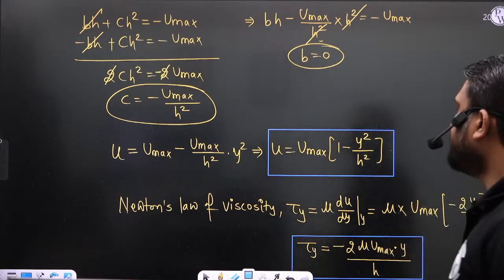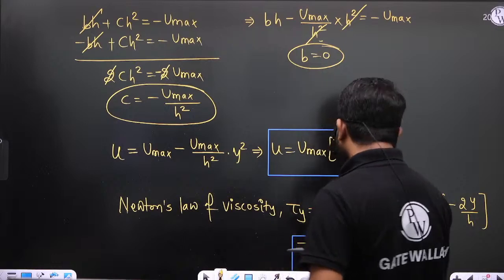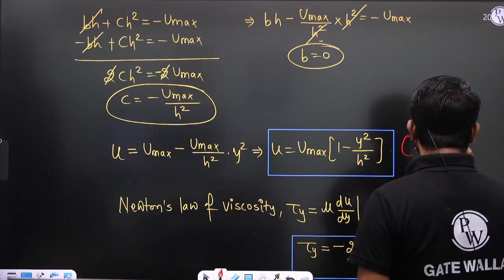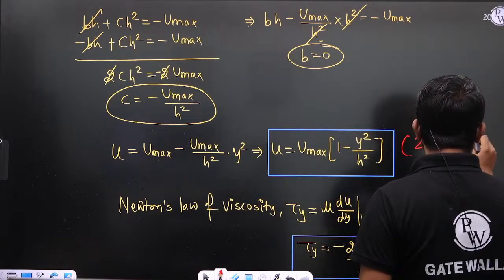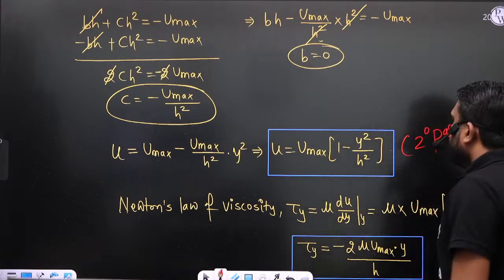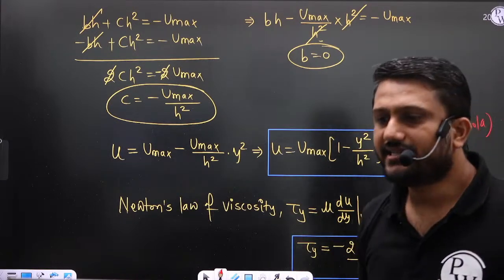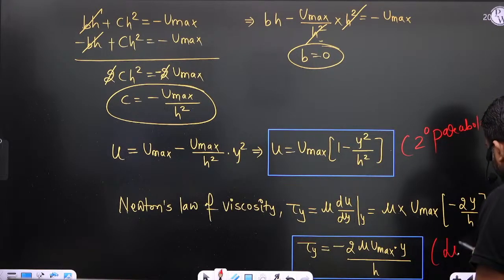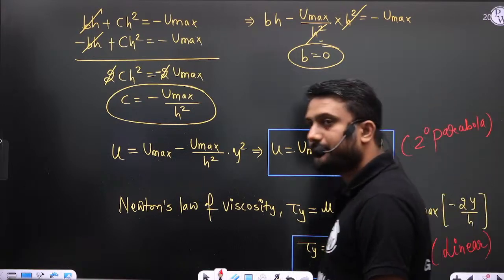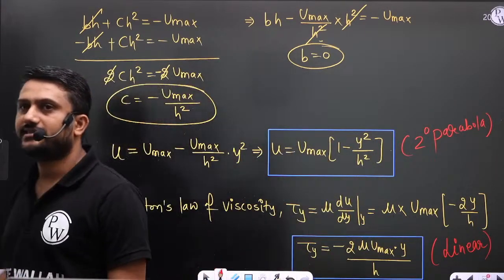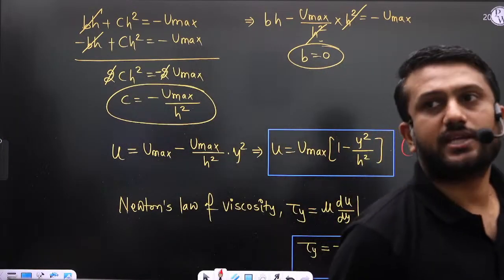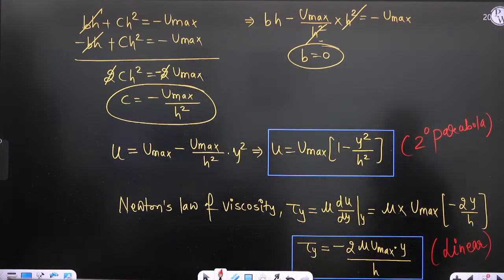Now tell me guys, velocity variation is a second degree parabola. What about the shear stress variation? Tell me, how does the shear stress vary? So the shear stress variation is linear, right?